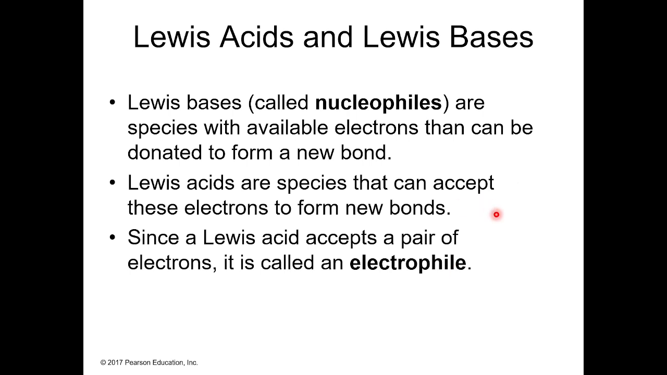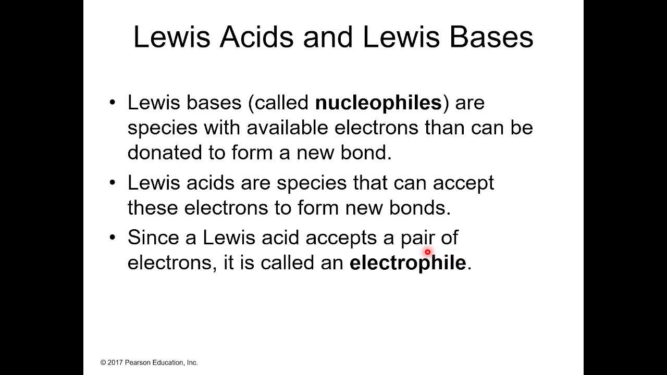Lewis acids are going to be species that can accept these electrons to form new bonds. So a Lewis base has electrons to donate. A Lewis acid has a space to accept those electrons, doesn't it? Okay? And so if that's true, then that means the Lewis acid has to accept a pair of electrons. And a good name for that would be a what? Electrophile. Electro meaning electrons, right? Phile meaning loving, meaning I accept electrons.